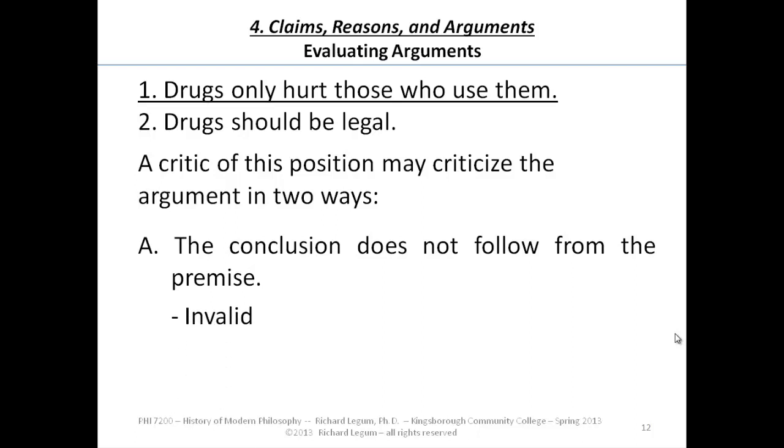But maybe you think it does, maybe you think it doesn't. Let's just assume now that it doesn't. We say that an argument where the conclusion doesn't follow logically from the premises is invalid. So that's one kind of criticism you can have of an argument. That is, that the conclusion doesn't follow, it's invalid.